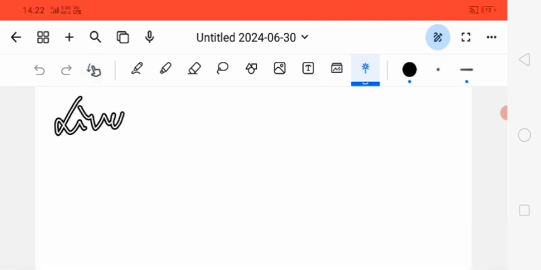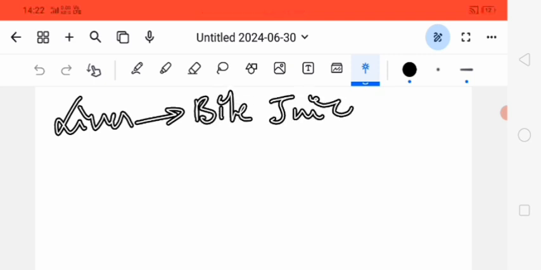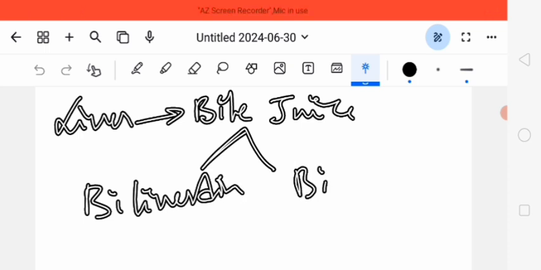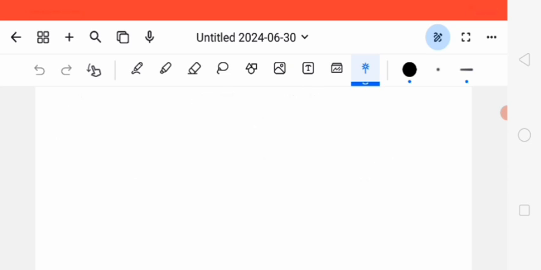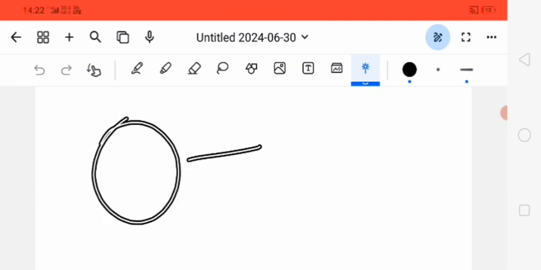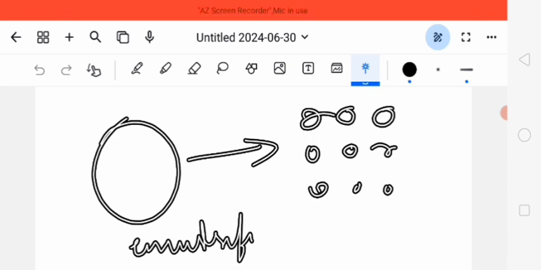So from the liver there is a secretion of bile juice, right? Bile juice has two pigments. What are they? Biliverdin and bilirubin. Okay, this bile juice will make the fat globules into fat droplets. This process we call emulsification of fats.